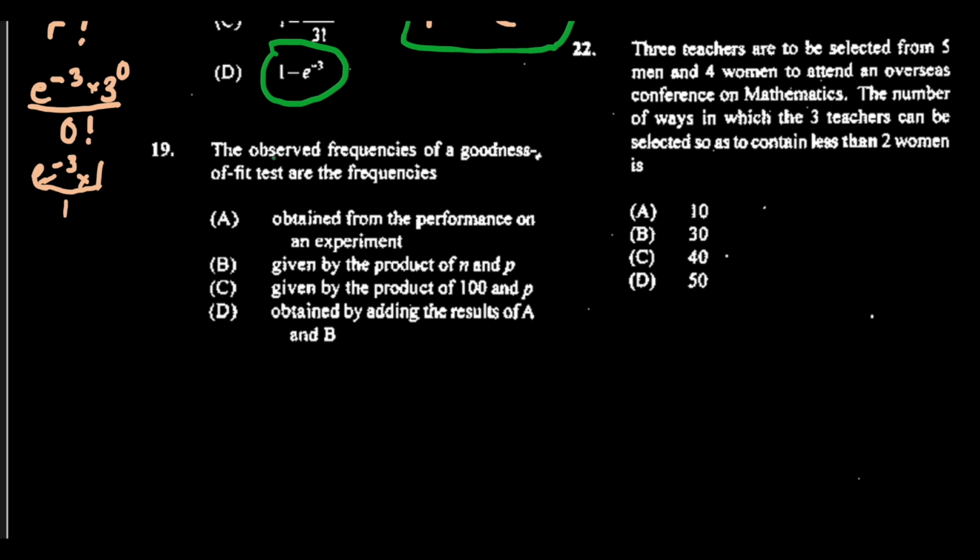So our next question is a theoretical question. It says the observed frequencies of a goodness of fit test are the frequencies obtained from the performance of an experiment. This is the answer right here. So the observed frequencies would be the frequencies obtained from the performance.